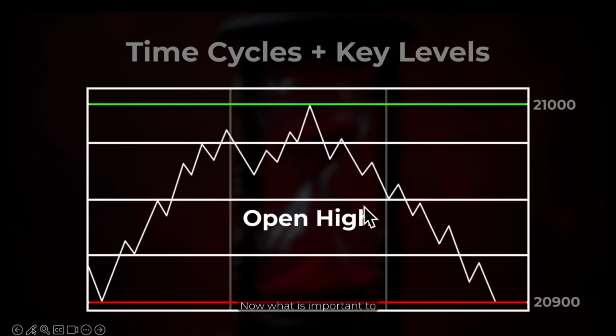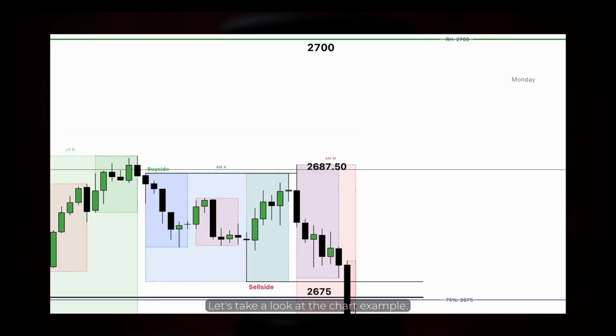Now, what is important to note is that when it comes to this delivery lower, you will see that premium arrays will get created, meaning the market will displace towards the downside and imbalances and such will get created. It's inside of these premium arrays that shorting opportunities will present themselves. However, what I would like you to investigate is where these PD arrays are forming. Think about these key levels. Let's take a look at the chart example.